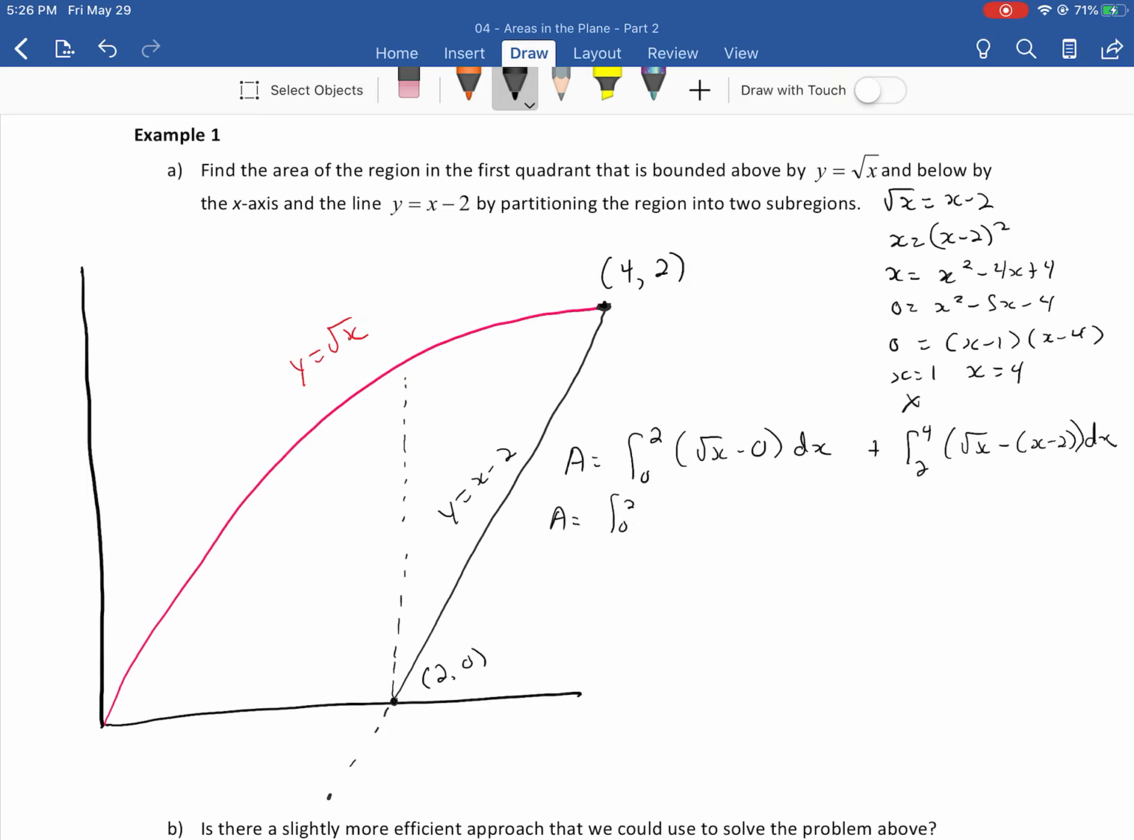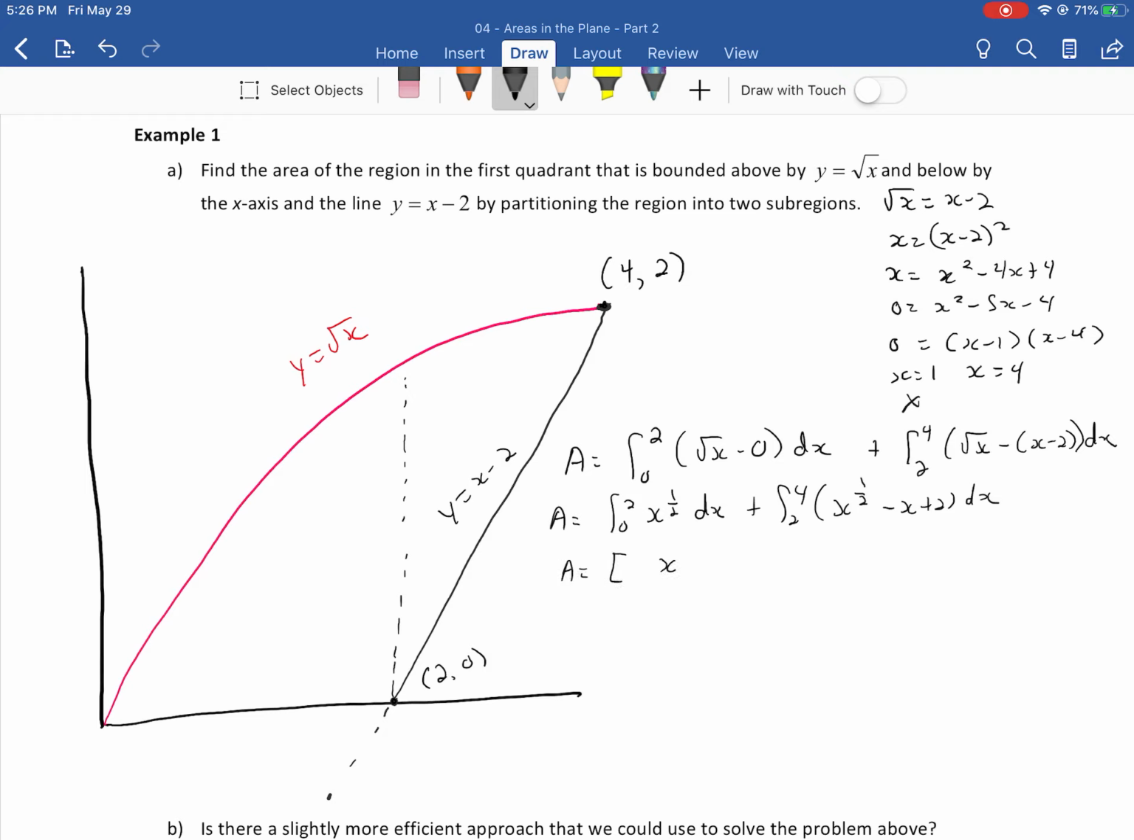Okay, so let me just tidy this up a little bit. I get area from 0 to 2 of x to the 1/2, and area from 2 to 4, let's go x to the 1/2 minus x plus 2 dx. And the rest of this is just antiderivatives and so on. So not really a big deal what has to happen here.